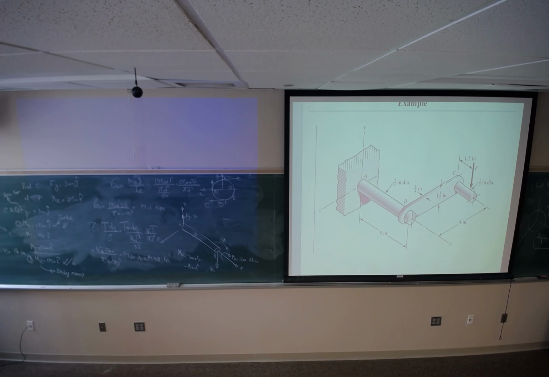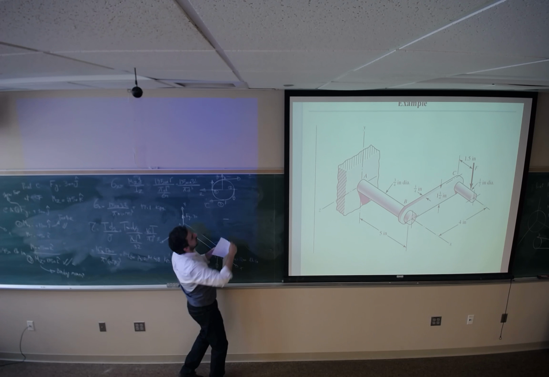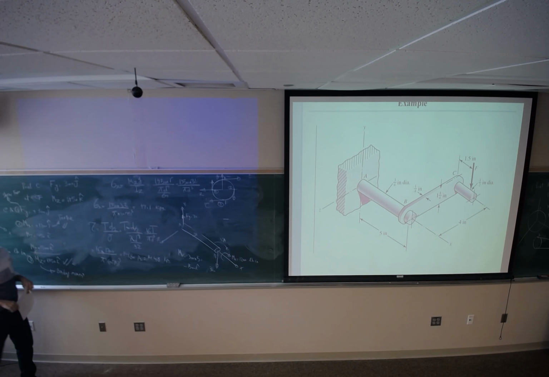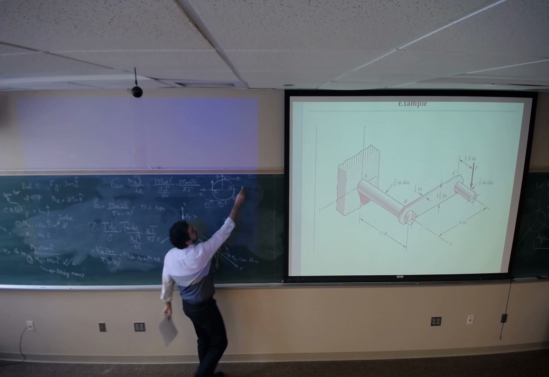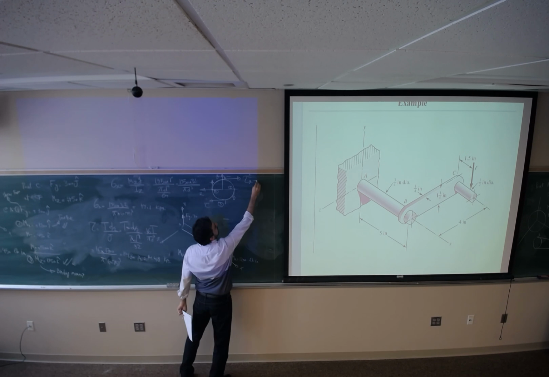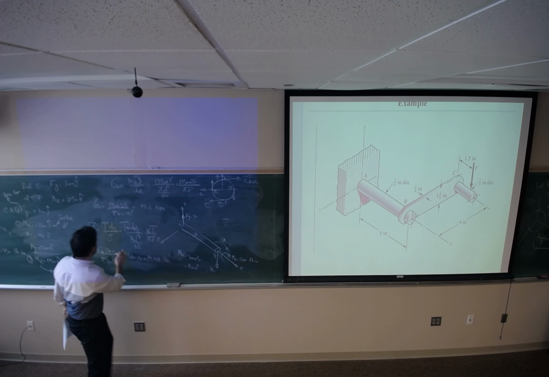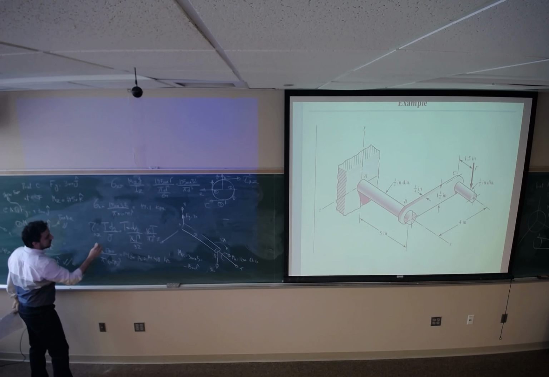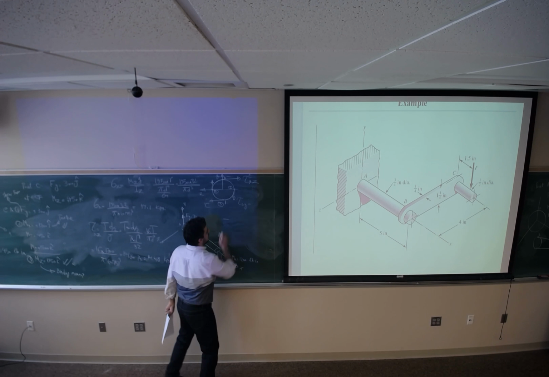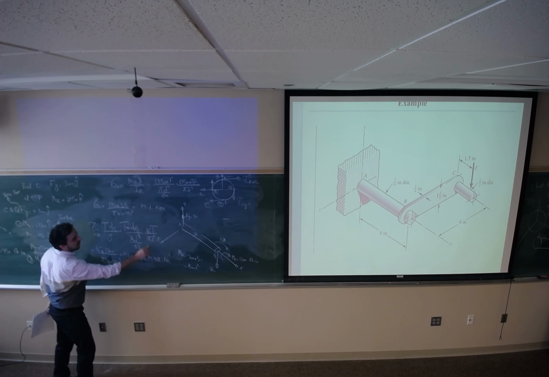For point A, tau is going to be this direction because the shaft is rotating in clockwise direction. So the tau is applied in the x plane in the direction of z. So tau xz is going to be this. Tau xy is going to be the same value, but it goes downward.